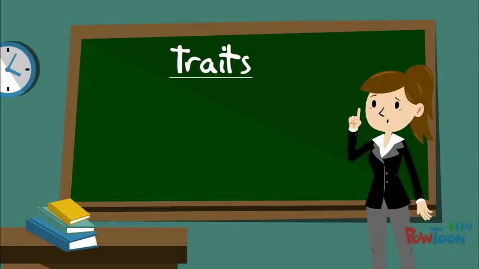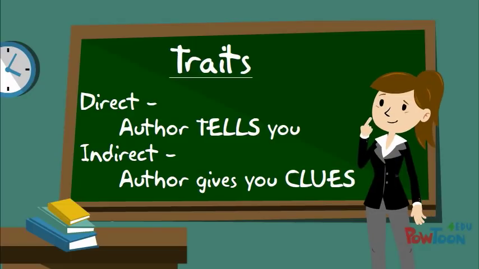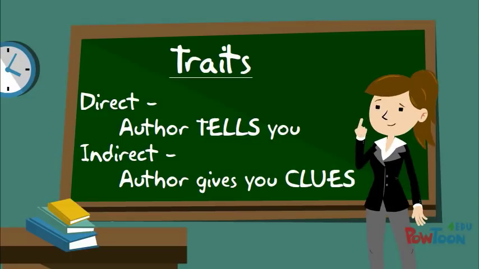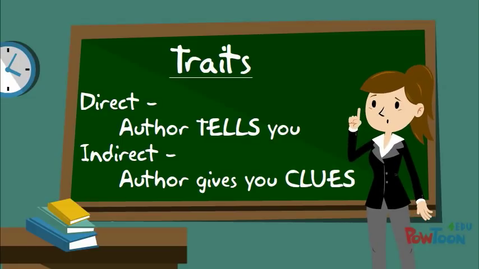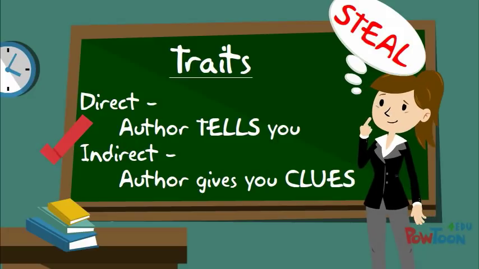Authors tell us traits in two ways. First way is direct, where they just tell you exactly what the trait is. Or it can be indirect, where the author gives you clues and you figure out what the trait is. Again, this is exactly what we did when we did the Steele chart with Bounden.